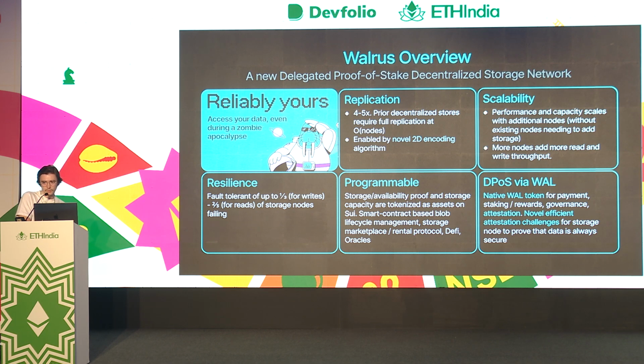First, replication. When users store data on Walrus, the data is replicated 4 to 5 times. For example, if you want to store 1 gigabyte, the network itself uses 4 to 5 gigabytes worth of storage. This may seem like a lot, but most prior decentralized stores require full replication, meaning every node typically has to store a copy of everything stored on the network. We are able to accomplish this because the team at Walrus created a novel 2D encoding algorithm that allows us to shard the data in a way that only needs to be replicated 4 to 5 times.